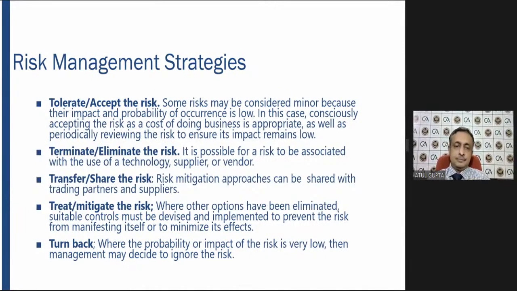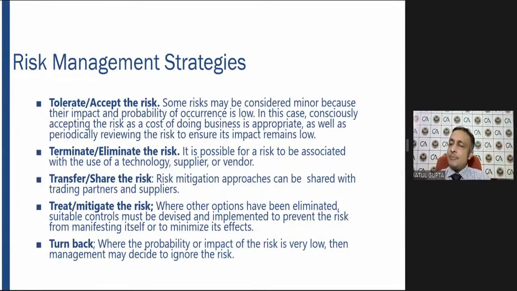Turn back. Tolerate. So it is going to be there. So we accept that risk where the probability is low, then we allow it to be part of the business. That is accepting risk. Eliminating the risk, it is possible for the risk to be associated with use of technology, supplier, or vendor. So eliminate means you change the technology, change the supplier, or change the vendor. Remove that risk. Transfer the risk. Risk mitigation approach can be shared with trading partners and suppliers. So, like outsourcing is a good example of transferring.